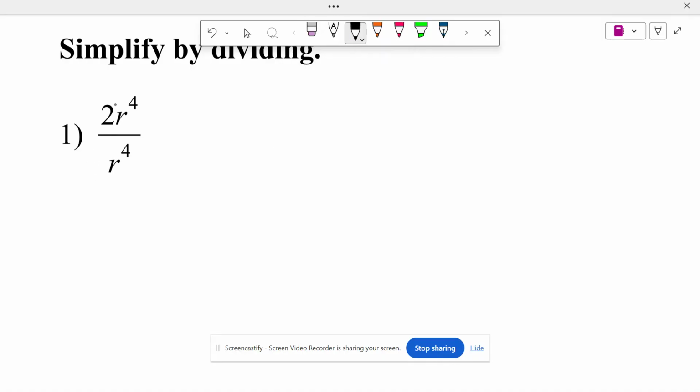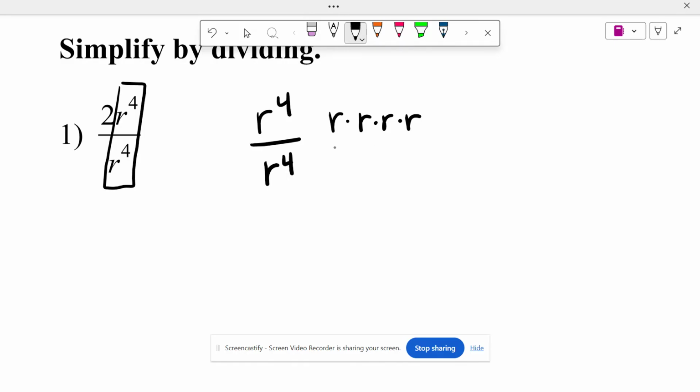So the next thing we're going to do is look at our r's. And we have r to the 4th over r to the 4th. One way that we can think about this is taking r times r times r times r over r times r times r times r. When we do that, we can divide out to 1 because these are being multiplied, and so we can divide as that inverse operation. So if I have r divided by r, that is going to cancel out, or aka divide out to 1. And 1 would also be on the bottom there too.